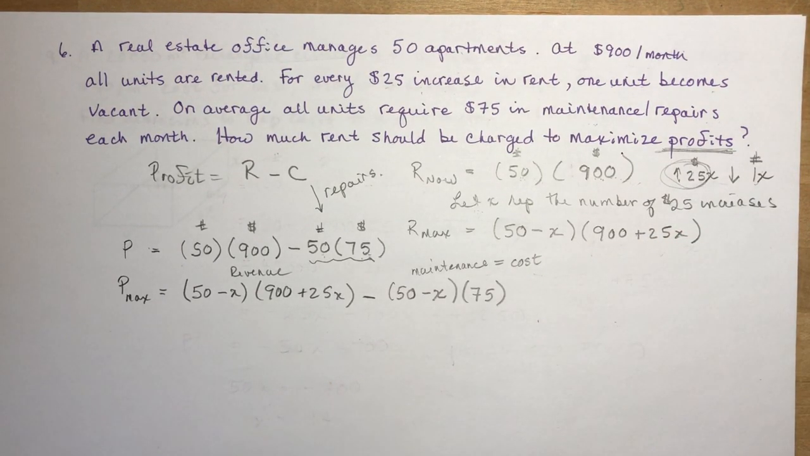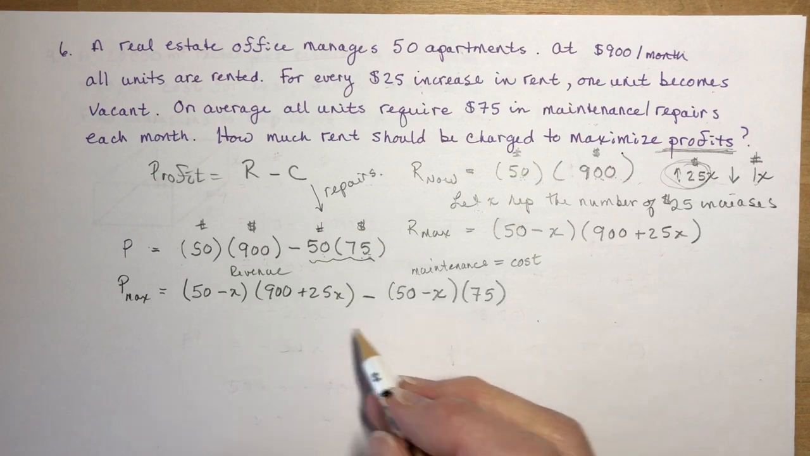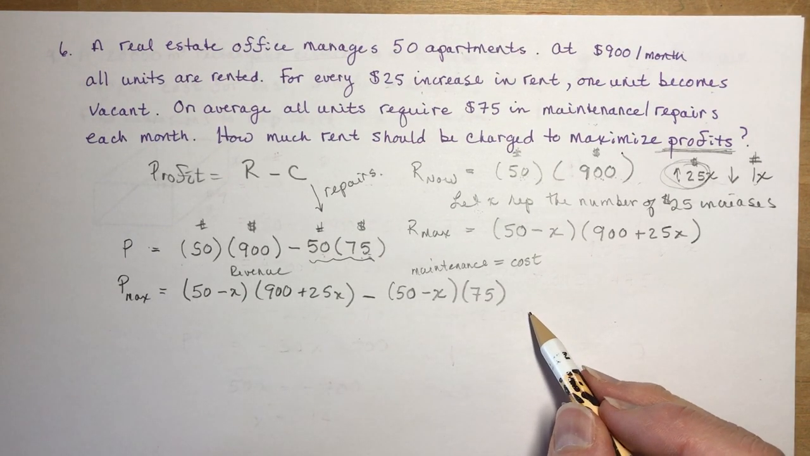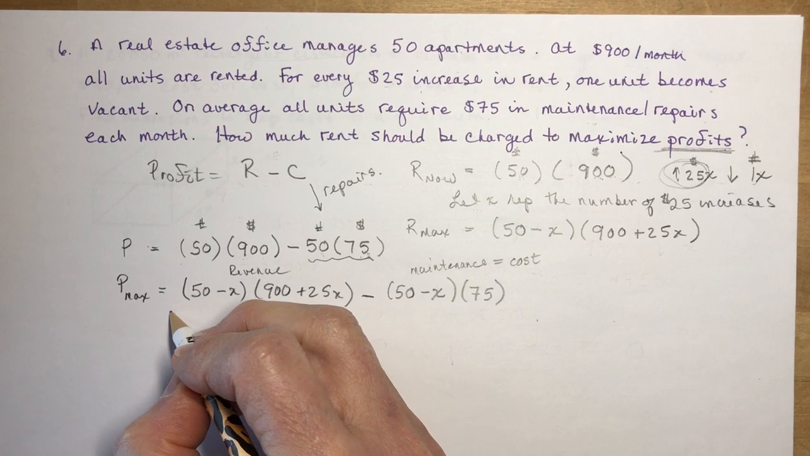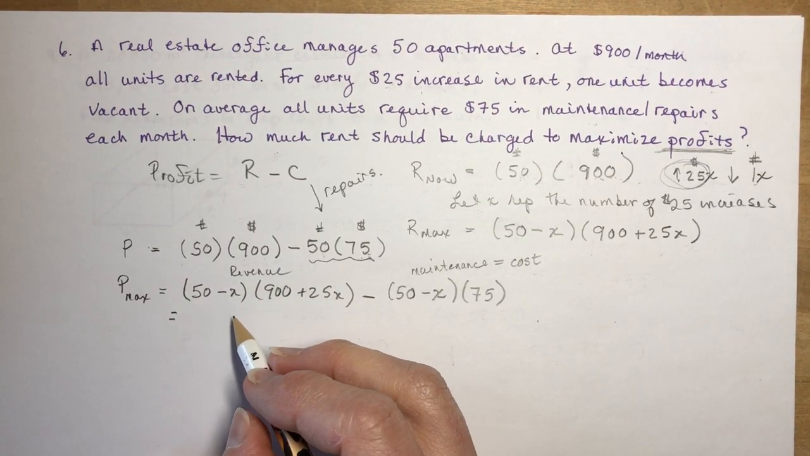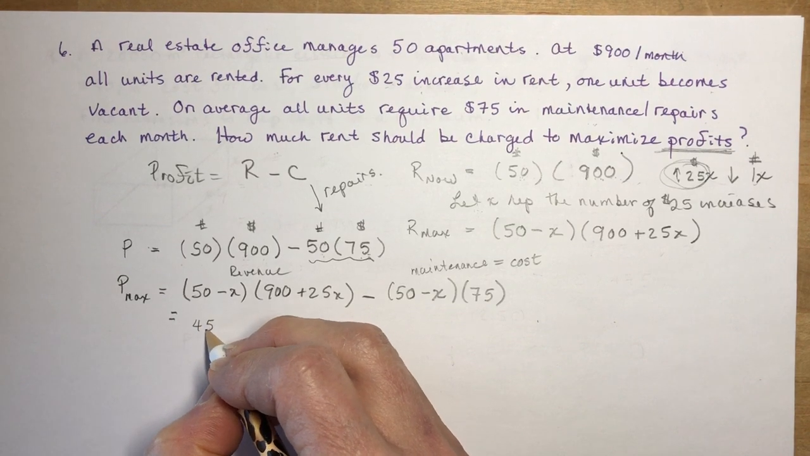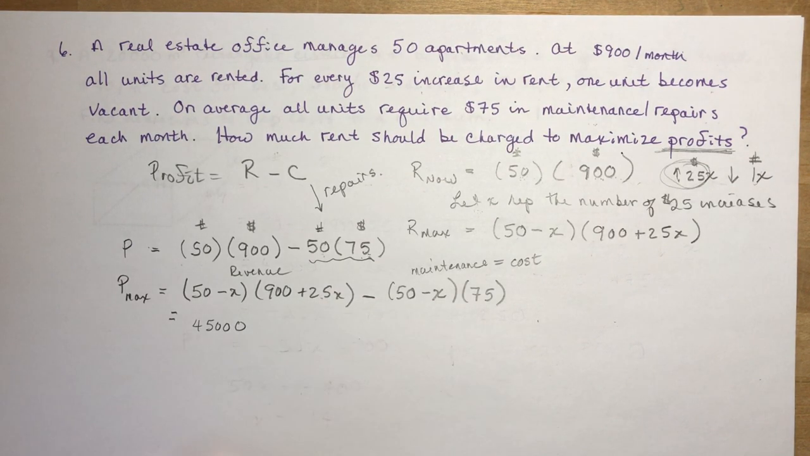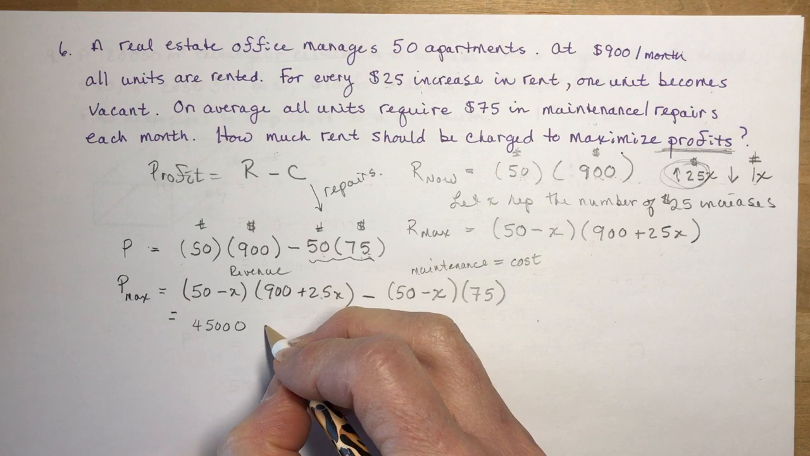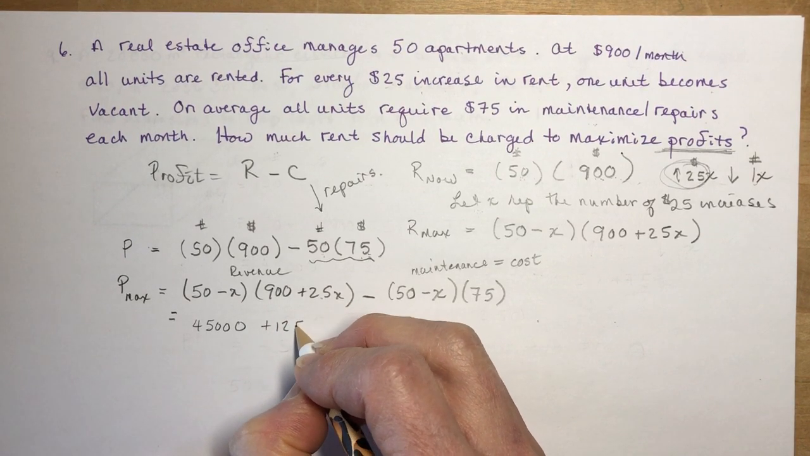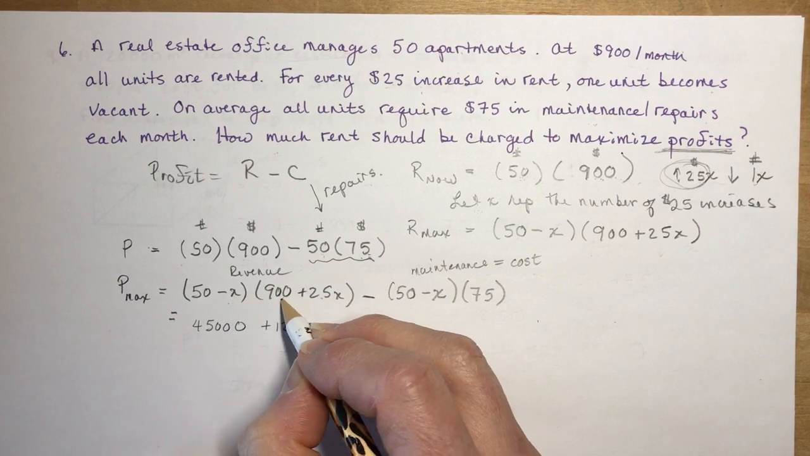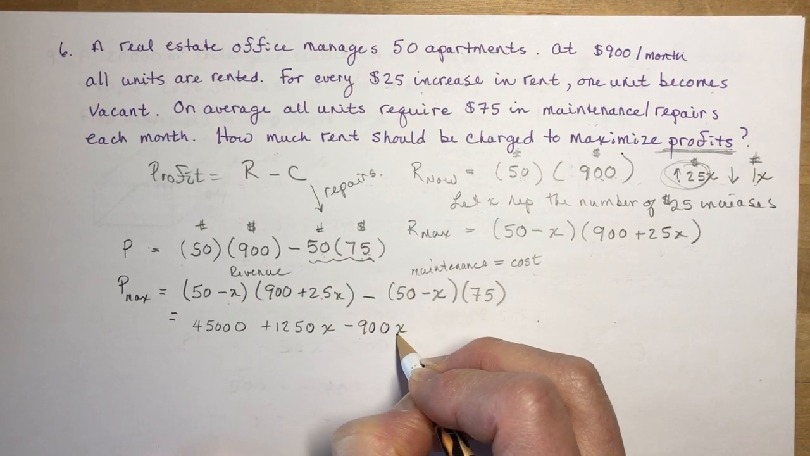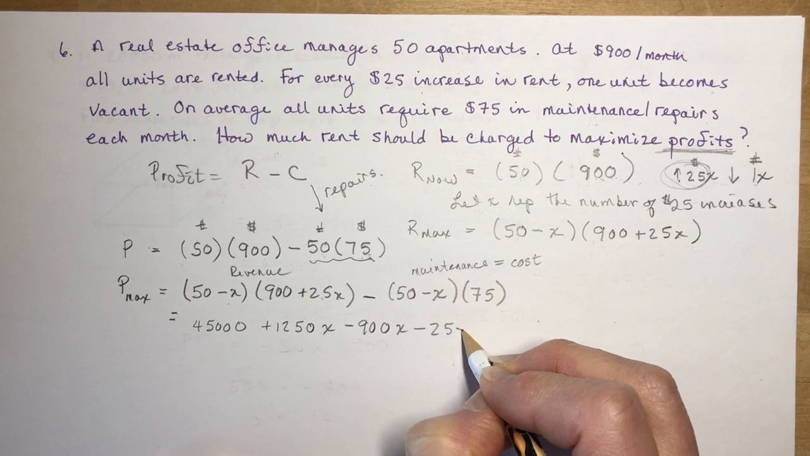Okay, so now we're all set up, and what I have to do now is expand this profit function so I can take the derivative of it. So here we go. 50 times 900, that's 45,000. And 50 times 25x, 50 times 25, I don't know that in my head. 50 times 25 is 1250x. And then I have minus 900x. And then I have minus 25x squared.